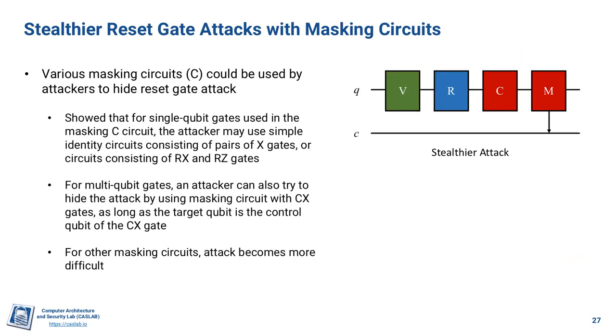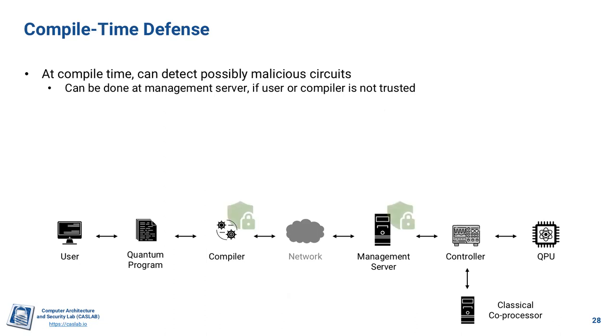So just to summarize, we tried to show that for this type of attack, you could use a masking circuit C for certain single qubit gates. The attacker can use these identity circuits or simple RZ rotations and still recover the information. But for example, for the CX gates and larger circuits, it becomes much more difficult to recover the information.